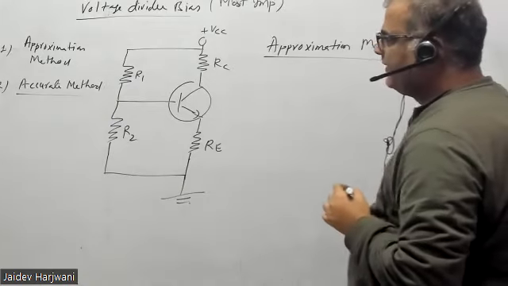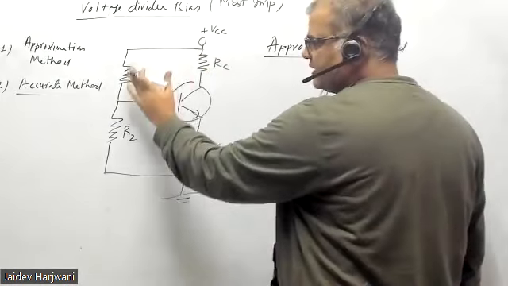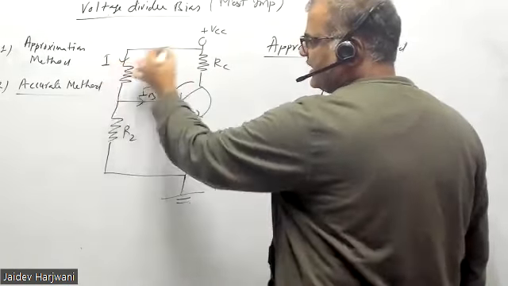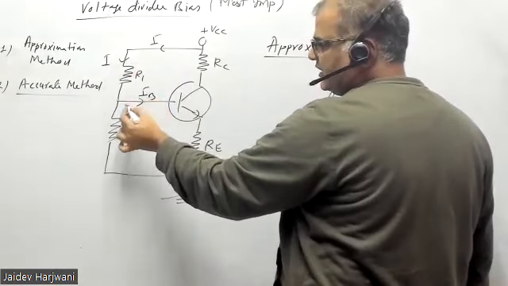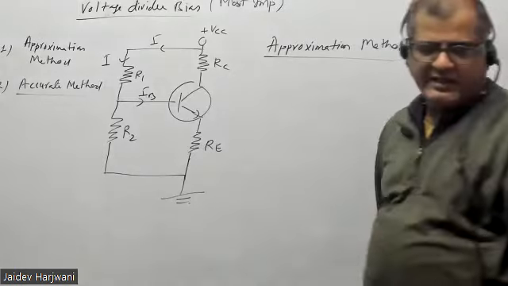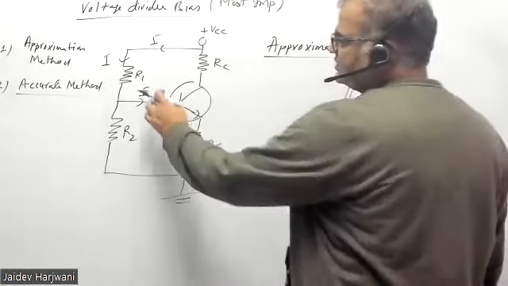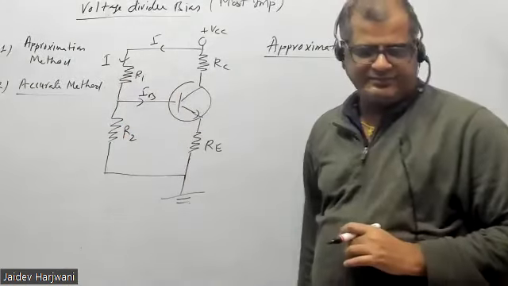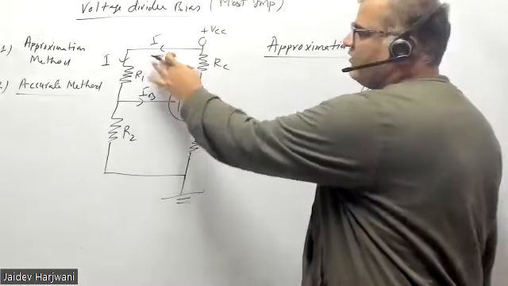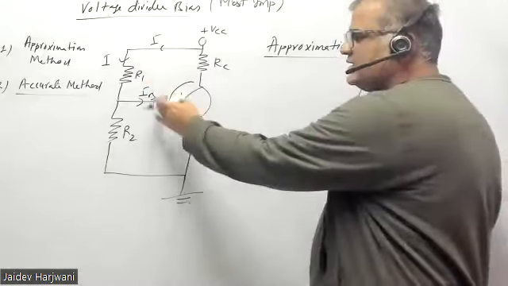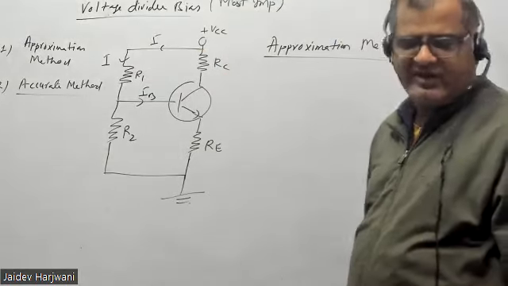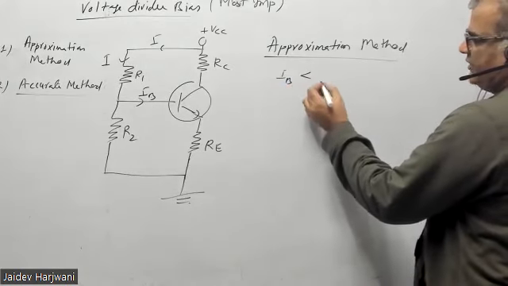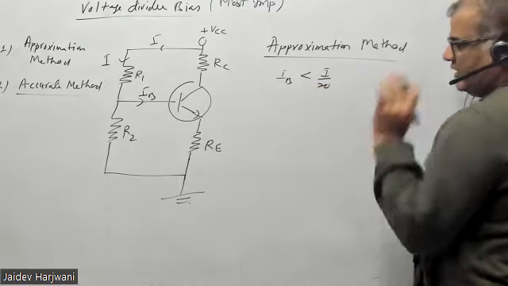The approximation method says that because of this source, you are getting some current here and some current going here, IB. Suppose current I is coming from here, some current goes here and the remaining goes here. But depending on the resistance value, I consider this IB negligible. Suppose this current I is coming in milliamperes, and this IB is roughly 20 times less than this I.